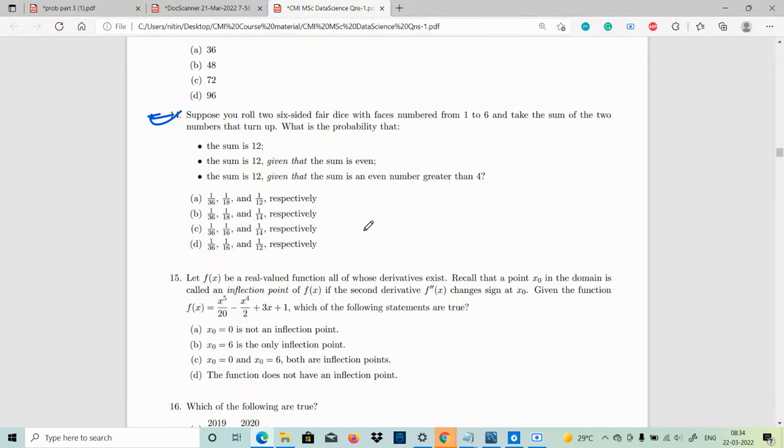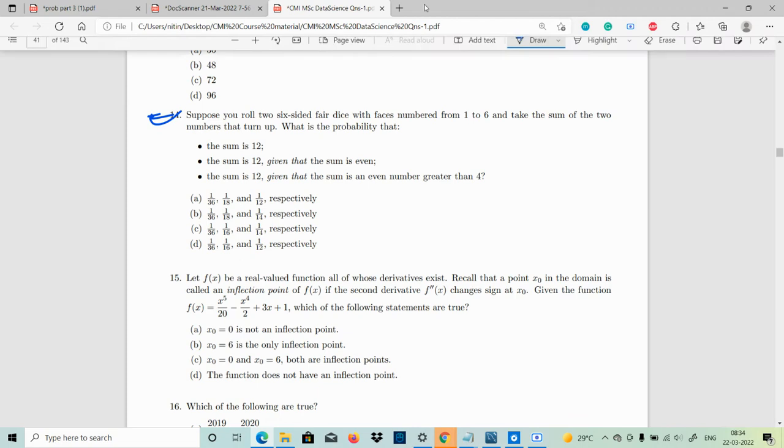Okay, so I was talking about this question number 14. So, have you solved it or not?